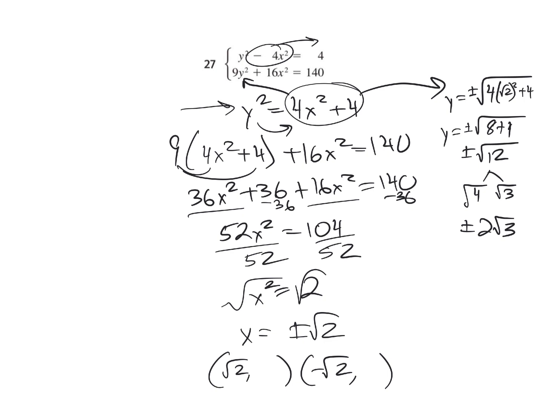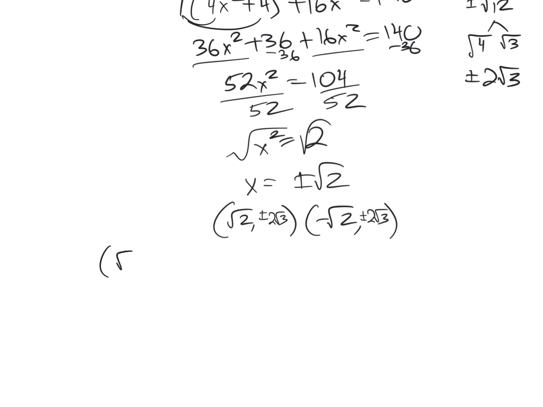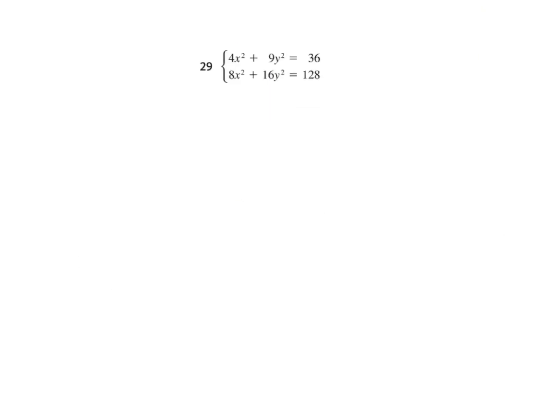If it's the square root of 2, you have plus and minus 2 square root of 3. If it's a negative square root of 2, you still have a plus or minus 2 square root of 3. So in reality, you have multiple answers here. The square root of 2 and positive 2 square root of 3, the square root of 2 and negative 2 square root of 3, and then you have a negative square root of 2 and the positive 2 square root of 3, and a negative square root of 2 and the negative 2 square root of 3. So 4 answers there.